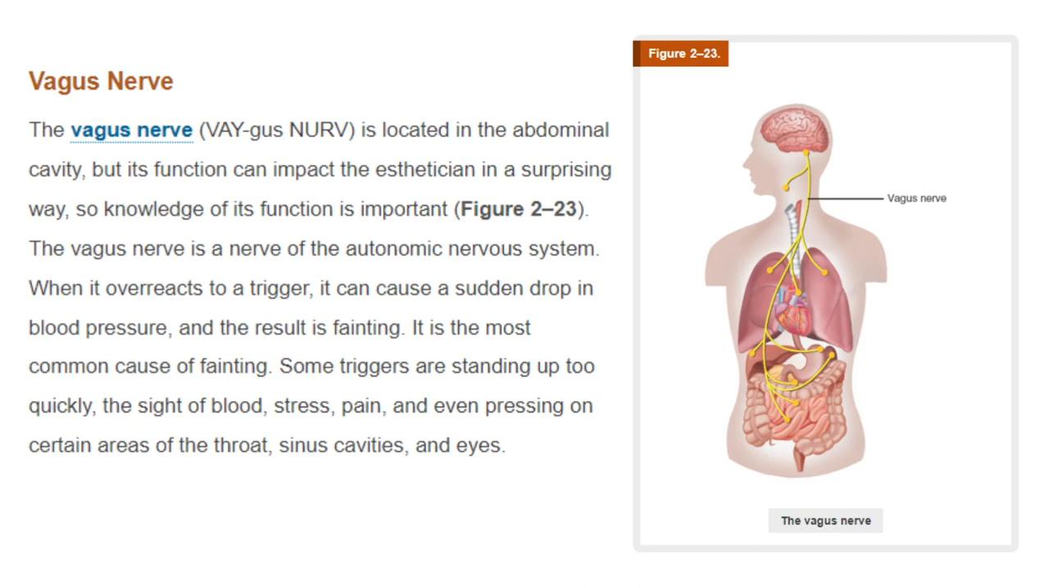Figure 2.23. The vagus nerve is a nerve of the autonomic nervous system. When it overreacts to a trigger, it can cause a sudden drop in blood pressure, and the result is fainting. It is the most common cause of fainting. Some triggers are standing up too quickly, the sight of blood, stress, pain, and even pressing on certain areas of the throat, sinus cavities, and eyes.